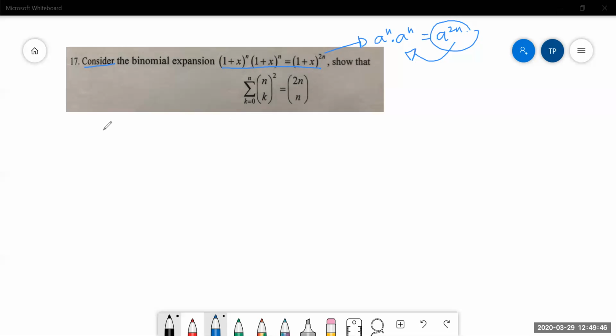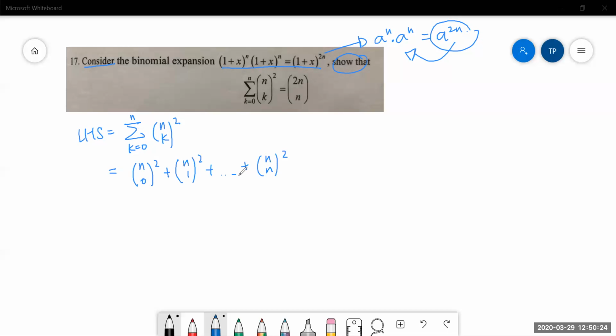So when they say show that, you either prove from left to right or right to left. Correct, right? Because they said show that. So the LHS is summation k equals 0 to n of n choose k squared. From here, we can see that it is n choose 0 squared plus n choose 1 squared plus all the way to n choose n squared.